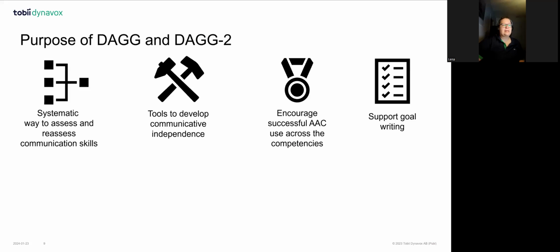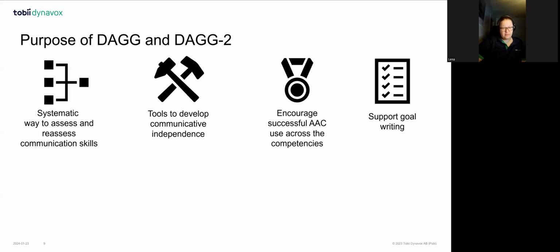So the original DAGG had quite clear purposes. We wanted to have a systematic way to assess and reassess individual communication skills, to look at them dynamically. We wanted to provide the tools to develop a long-reaching plan for the communicative independence of a person. We would like to encourage successful AAC use across communication competencies. We're going to talk about competencies a bit later today. And support the goal writing for the specialists. So we would like to help the whole community that is involved in AAC implementation.